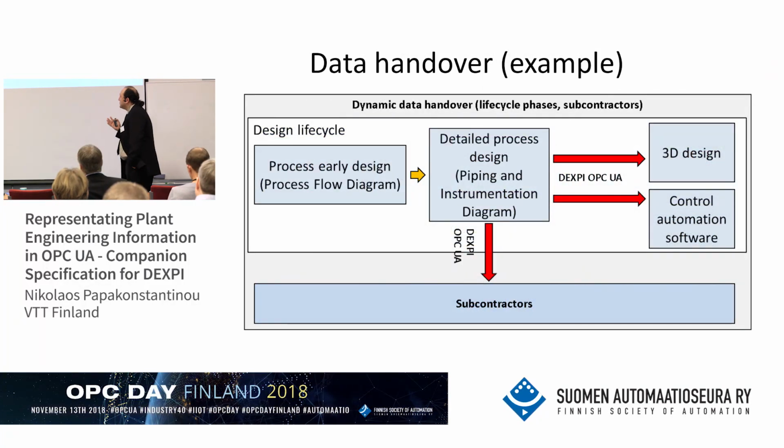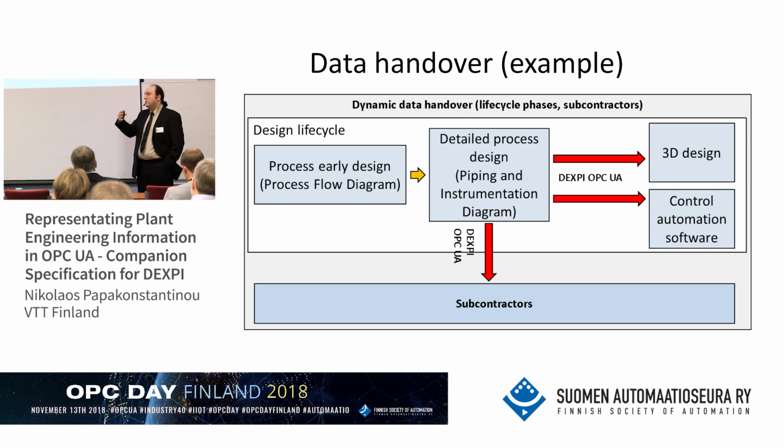This is one typical use case, when we have this piping and instrumentation diagram and we want to move on to 3D design and control automation design. We can do that, and in this picture it implies that it's one entity, the company, that is moving the design from one phase to the other.